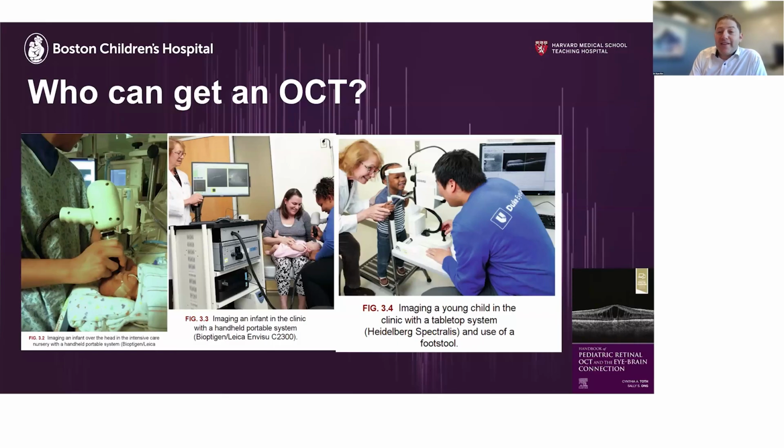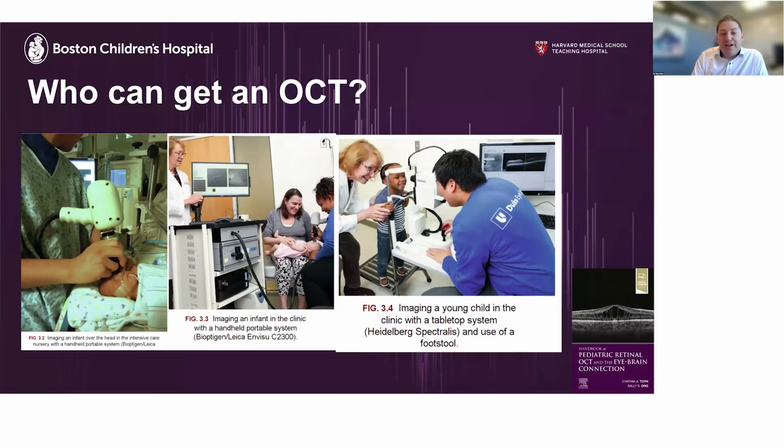So there are now handheld OCT machines with varying levels of utility. The pictures are from the Pediatric Retinal OCT and Eye-Brain Connection textbook out of Duke. But basically, they demonstrate how you can use the handheld OCT, which we don't have yet in my practice and is not widely used, but can be used to help look at structure more than anything else. So it doesn't have the same printouts that you have from the more stationary machines.